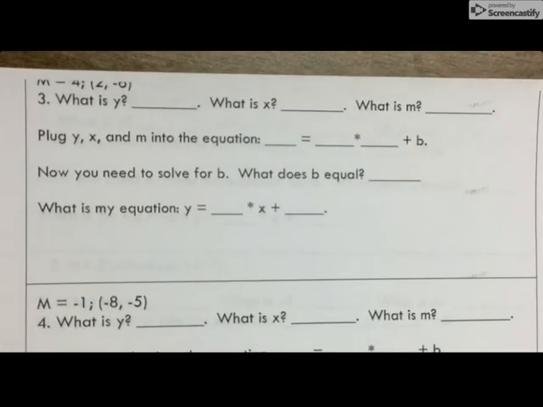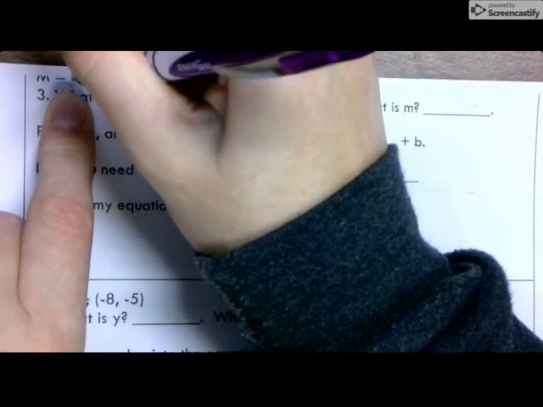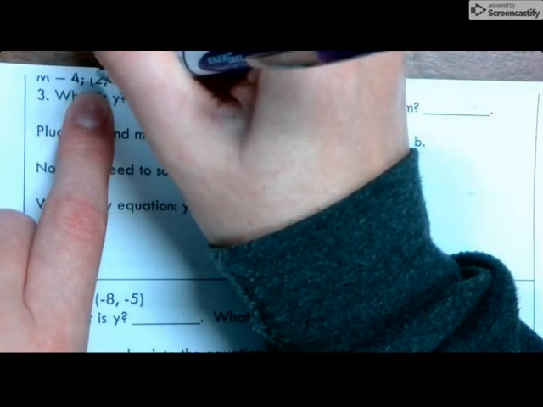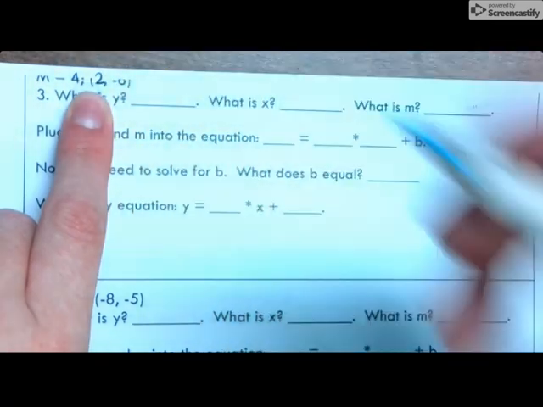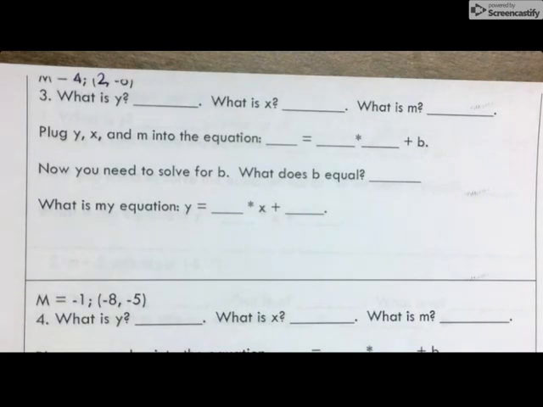It states, you can't really see it, can you? That M is negative 4, and your point is 2, is that 8 or 6?